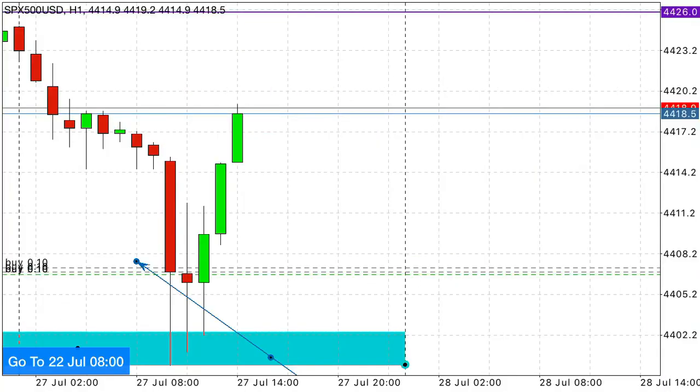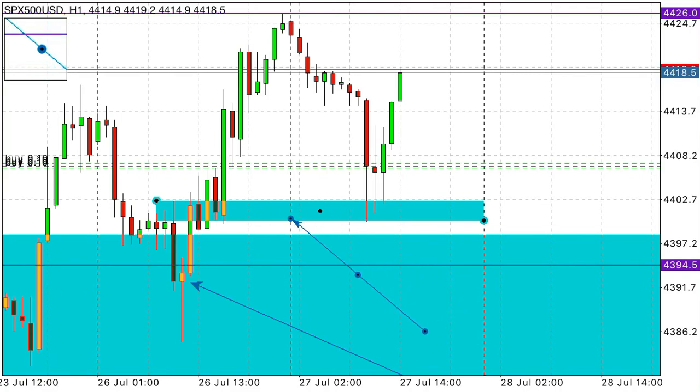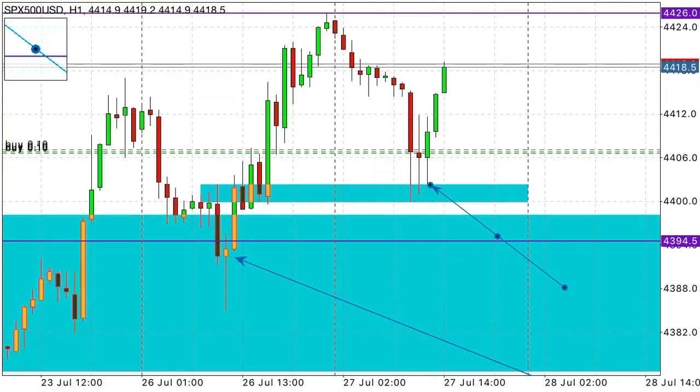Okay, let's check on 1 hour. Even on 1 hour, this blue zone was the order block of the H4 or 4 hour time frame. And if you check on those, there was the rejection there. There was the rejection, so that's why I bought SPX500. So I'm expecting the market to continue with this uptrend on 1 hour.